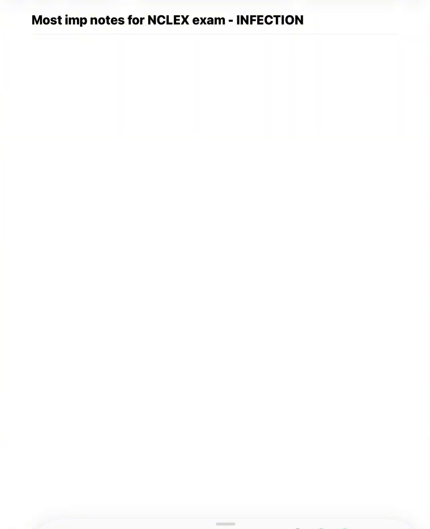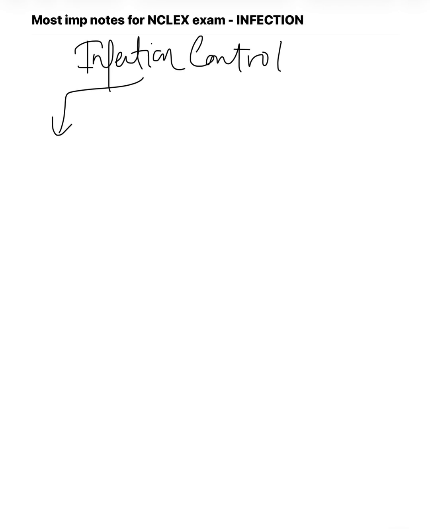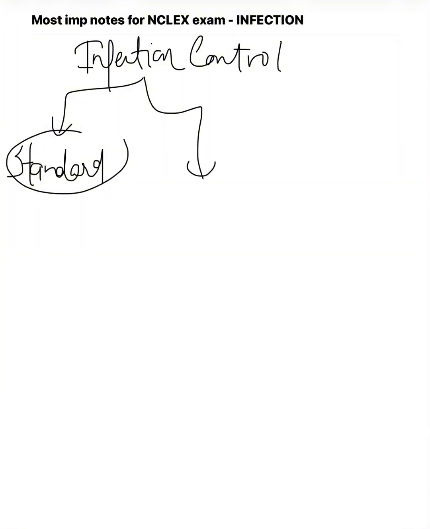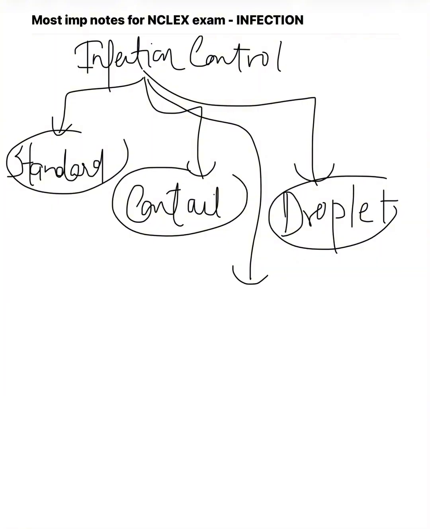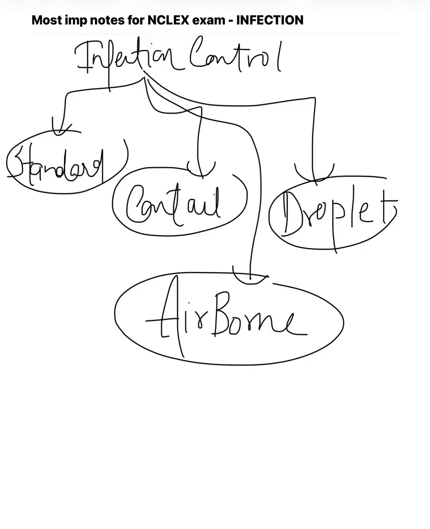So how do we protect from infection? There are 4 precautions. First one is standard. Second one is contact. Third one is droplet. And fourth one is airborne precautions. So let's start one by one.